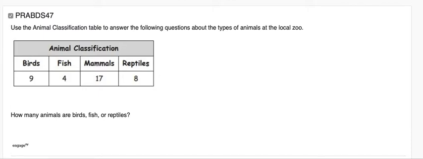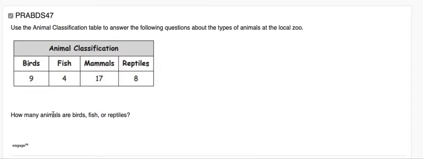So this is a table, and the title of this table is called Animal Classification. Classification is a fancy word for group. So we have birds, fish, mammals, and reptiles. Under birds, you'll see the number 9. That means there are 9 birds, 4 fish, 17 mammals, and 8 reptiles.